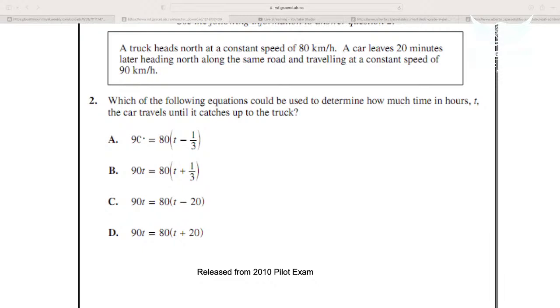Next question. So distance, time, speed. So you should know the relation between these three measurements. So a truck heads north at a constant speed of 80 kilometers per hour. So this is truck.